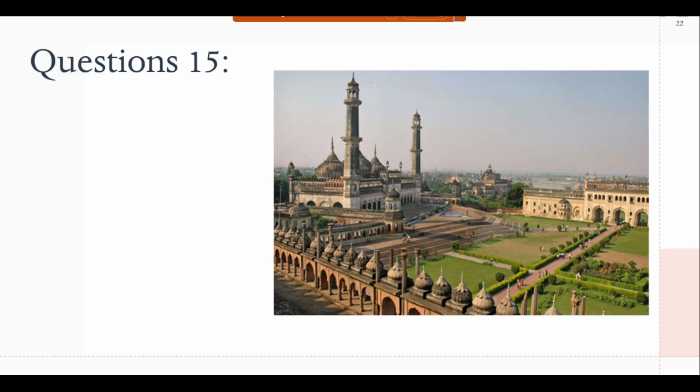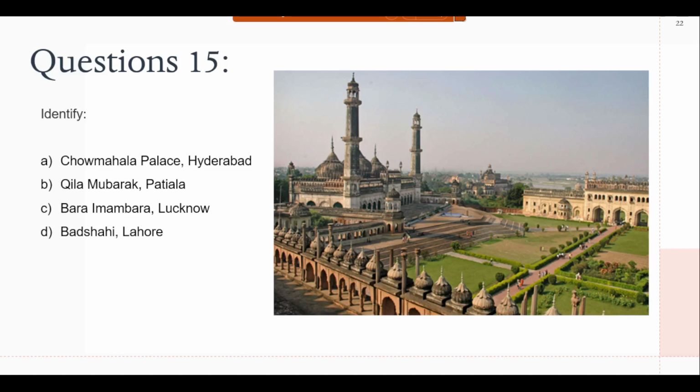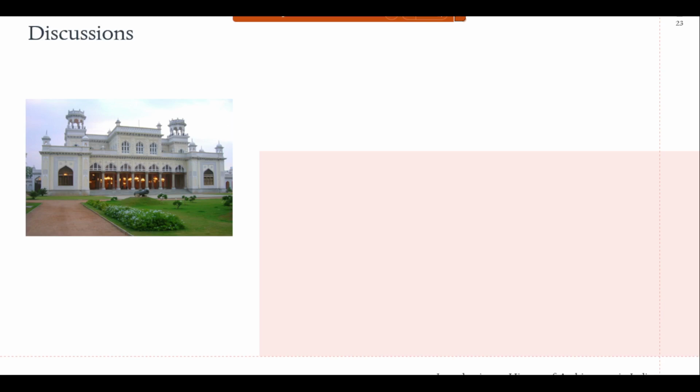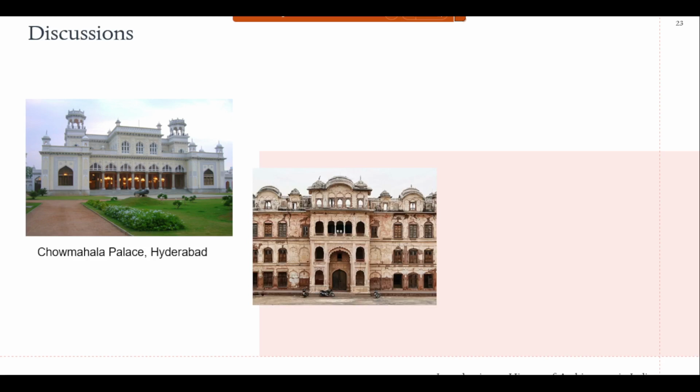Which structure is this? What is the name of this structure or precinct? We have options: Chowmahalla Palace, Hyderabad; Kila Mubarak, Patiala; Bada Imam Bara, Lucknow; Badshahi Mosque, Lahore. So this is Bada Imam Bara, Lucknow. Correct. What about this? Which building is this? Chowmahalla Palace, Hyderabad. Okay. And this one?